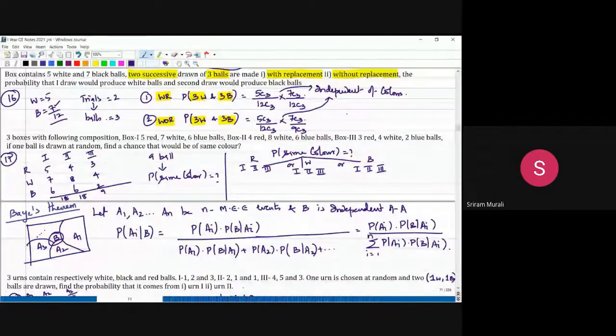If you come to this problem, 3 boxes with the following composition mixture. Box 1 consists of 5 red, 7 white, and 6 blue. Box 2, 4 red, 8 white, and 6 blue.